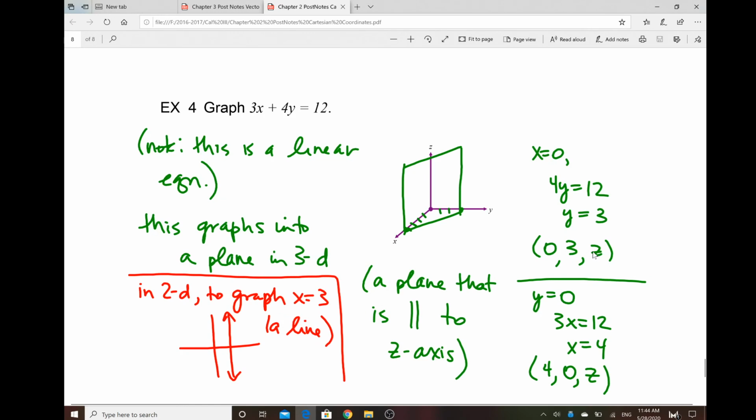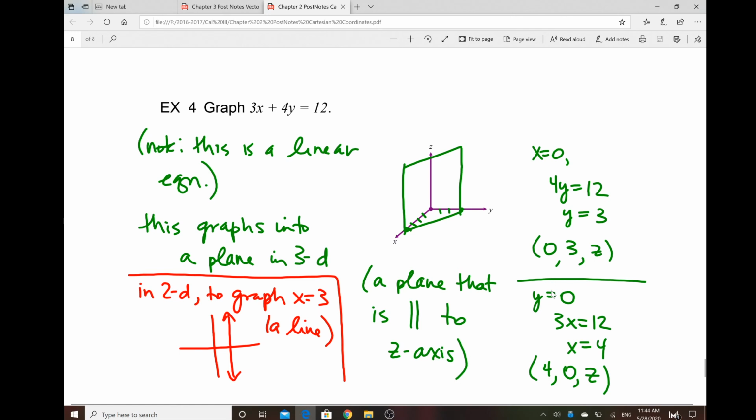Now you want to grab 3x + 4y = 12. Notice that this is a linear equation. The graph in the plane is a plane in the 3D space. In 2D, the graph is just a line. But now in three-dimensional space, this one turns out to be a plane. Let's start out with x = 0. So we solve for y, and we have (0, 3, z), because we don't know what z is.